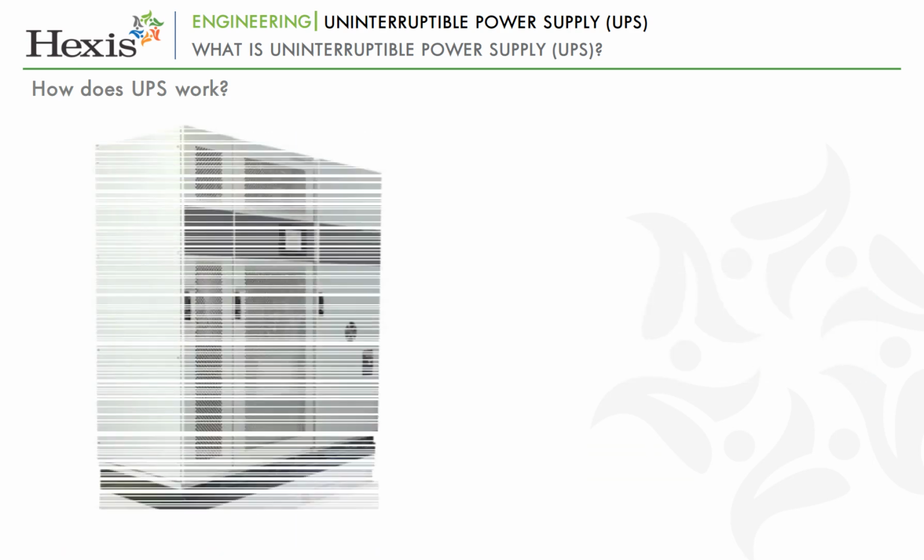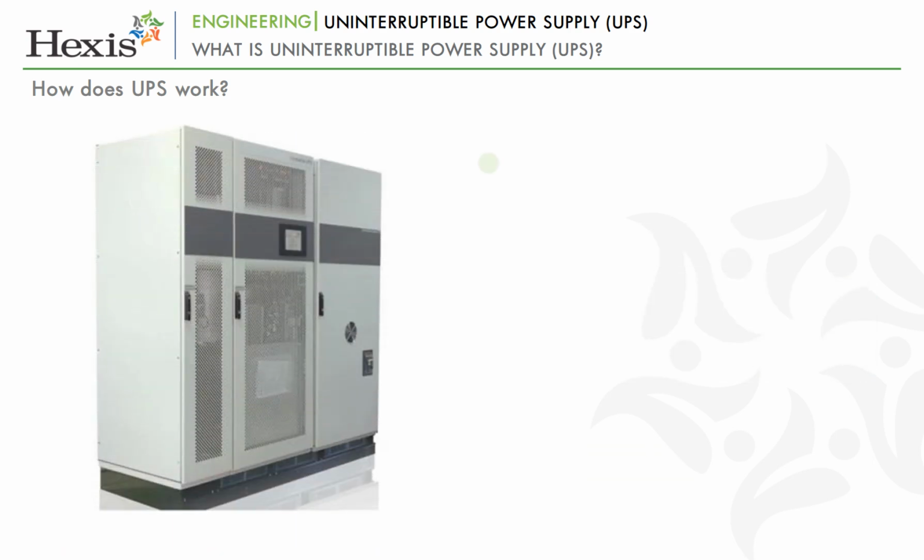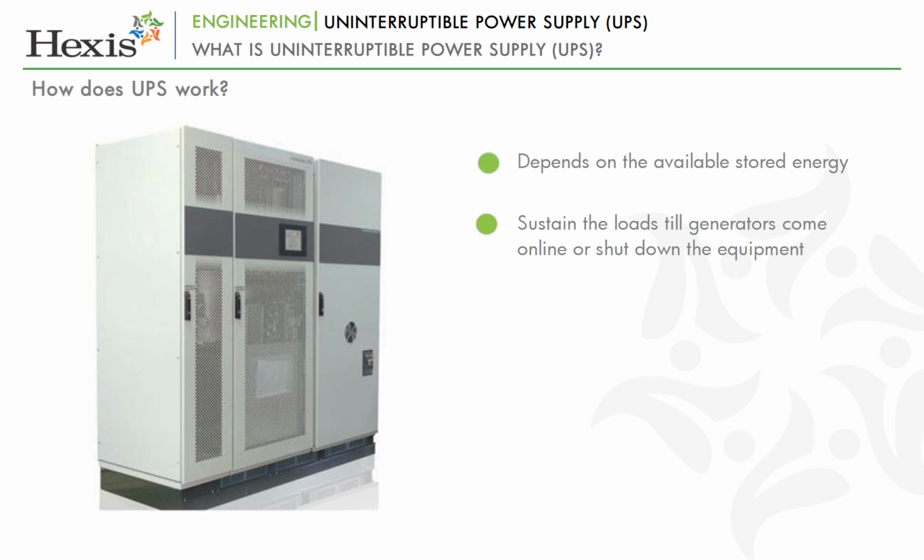The amount of time a UPS can sustain loads depends on the available stored energy. The UPS sustains the loads till generators come online or shut down the equipment safely. The on-battery runtime is around 5 to 15 minutes for smaller units.